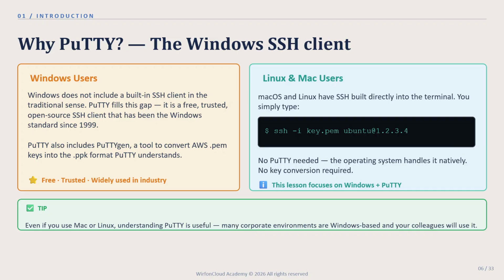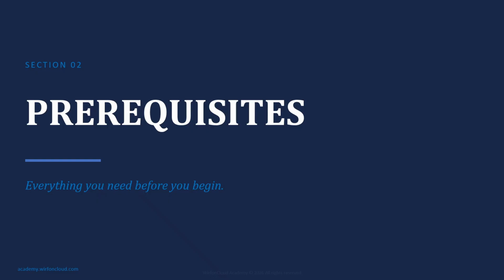So let's talk about why we're using PuTTY specifically for Windows users. When you are on a Mac or Linux machine, SSH is already built into the operating system, and once you open the terminal and type a single command with the SSH keyword, you are simply in. Windows is kind of different. Historically, Windows didn't include SSH in its built-in tools, so PuTTY was created to fill in this gap. It's been used for a long time, it is open source, and it is trusted widely in the industry, so do not be worried about using it.